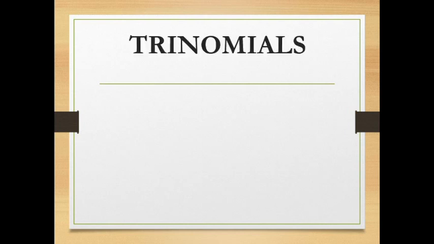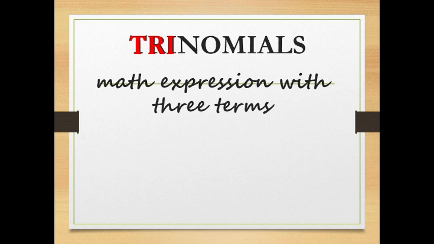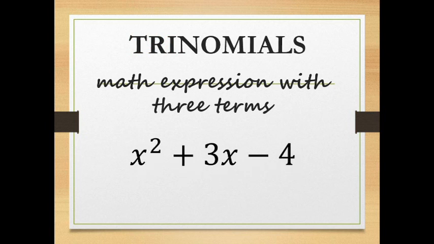Sa video ito ay may encounter nyo mga salitang ito. Una ay trinomials. From the word itself, tri means 3. Ibig sabihin, these are polynomials or math expressions with 3 terms. For example, x squared plus 3x minus 4. The first term is equal to x squared. Second term is 3x. And our last term or the third term is negative 4.